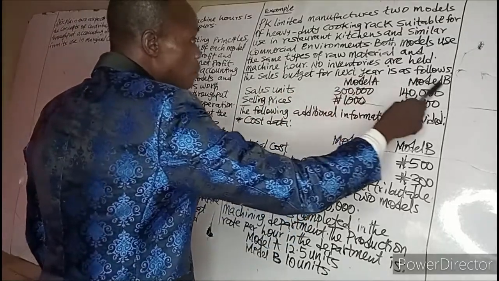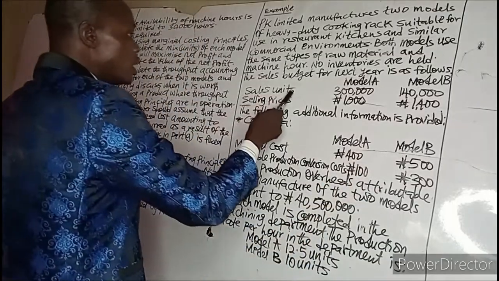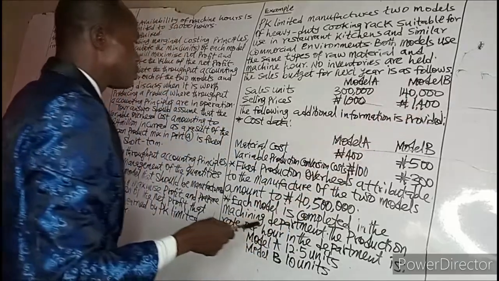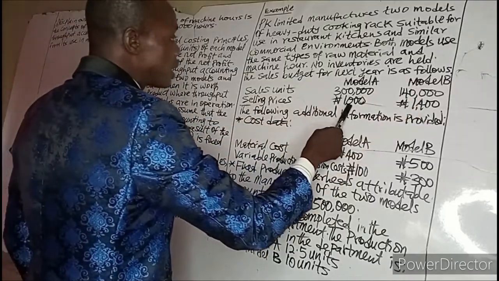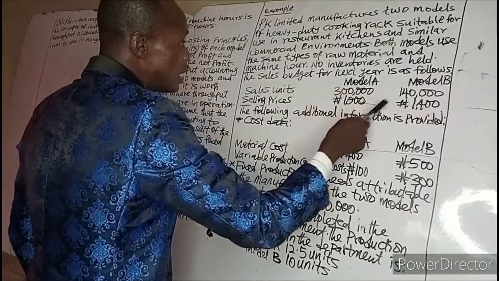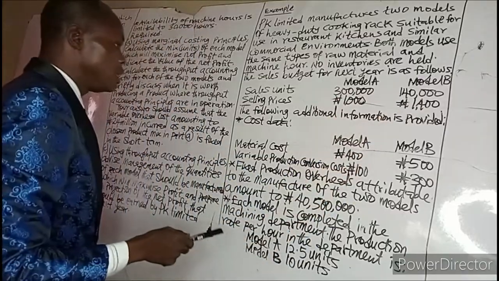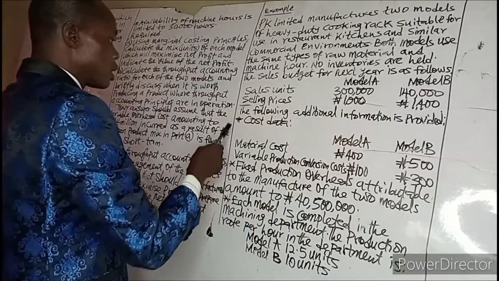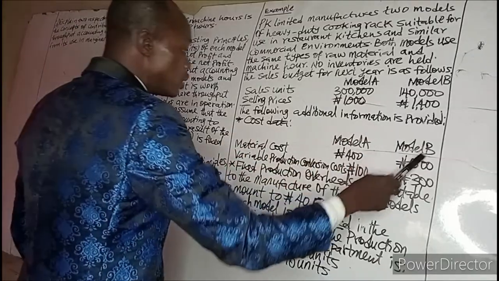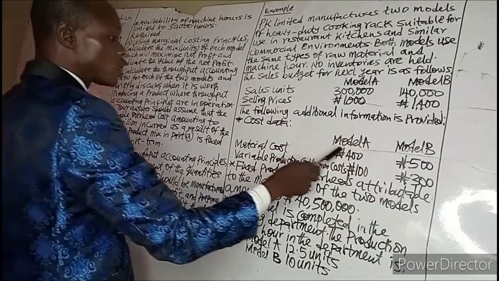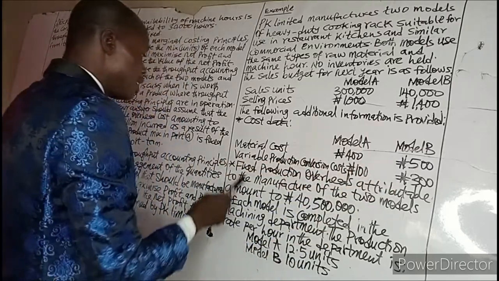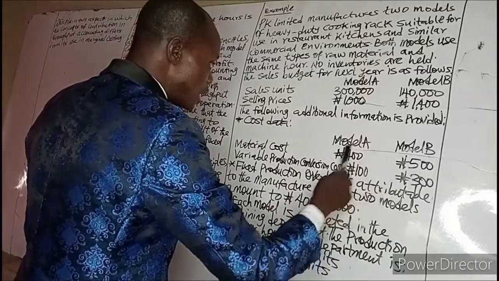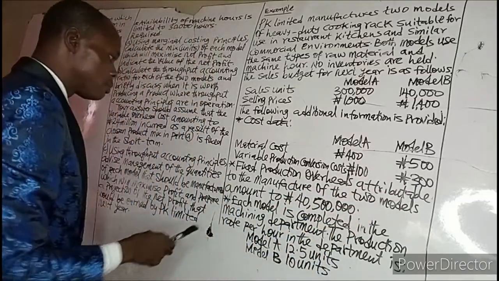We have Model A and Model B. Sales in units, 300,000 for Model A and 140,000 for Model B. Selling prices, 1,000 naira for Model A and 1,400 naira for Model B. The following additional information is provided. Cost data, we have Model A and Model B respectively. Material cost, 400 naira and 500 naira. Variable production conversion cost, 100 naira and 300 naira for Model A and B respectively.